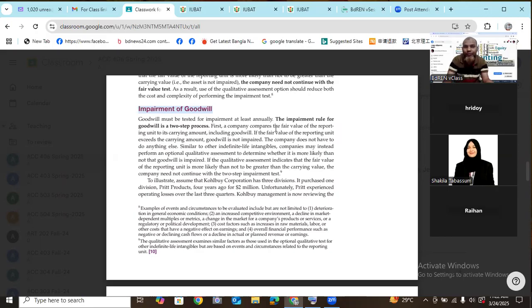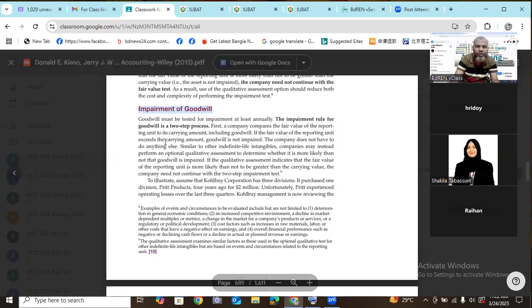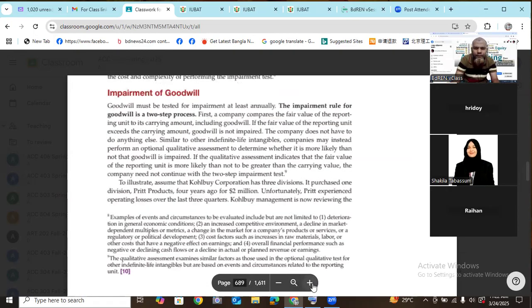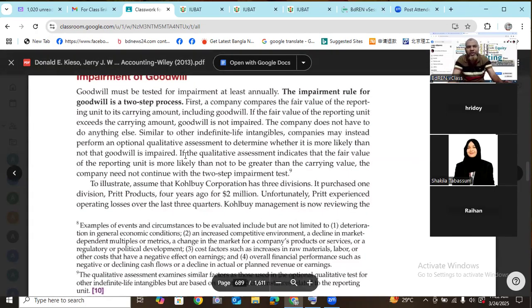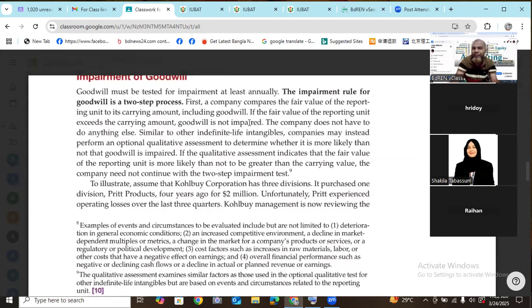You also have to assess the fair value of the reporting units against its carrying amount. Compare the fair value of reporting units to the carrying amount, including goodwill. If the fair value of the reporting unit exceeds the carrying amount, goodwill is not impaired.